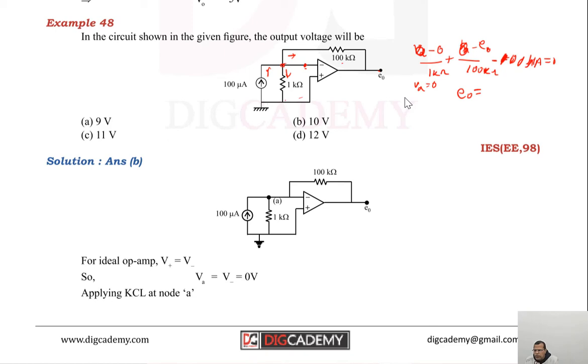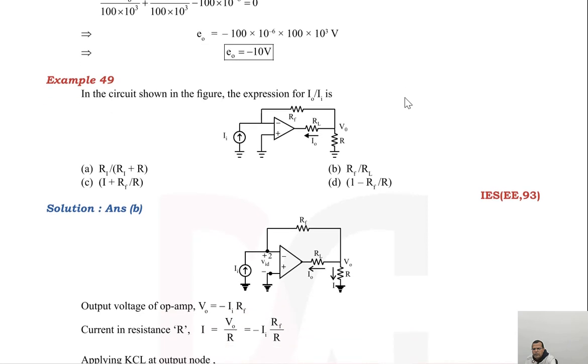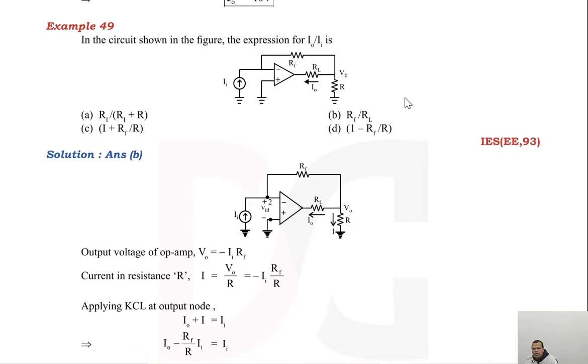We get E naught equal to 100 microamperes multiplied by how much? This is 100 kilo ohms. So finally you get E naught equal to, please see it carefully, 10 volt. So this is how you can simplify this circuit. So that has been solved in the same manner. Now let us see the next circuit.